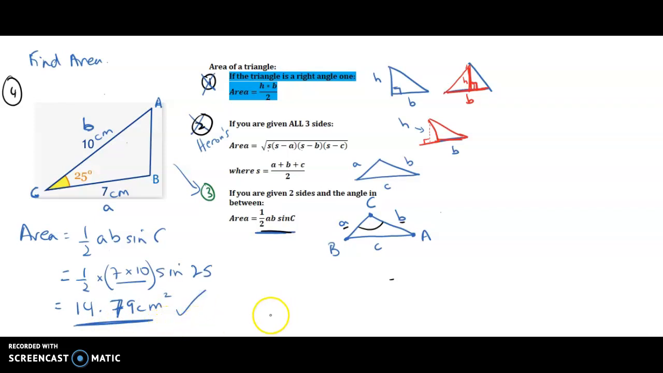I hope that you understand these 4 worked examples that I did, where I went through all 3 formulae.